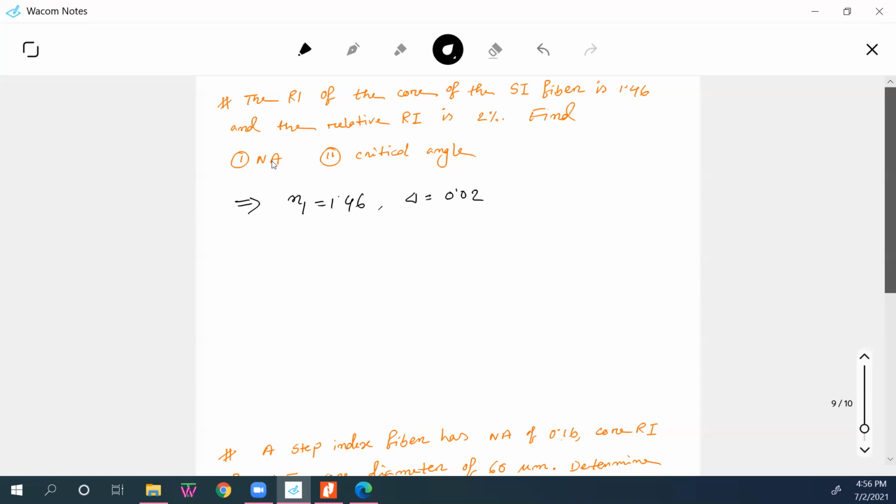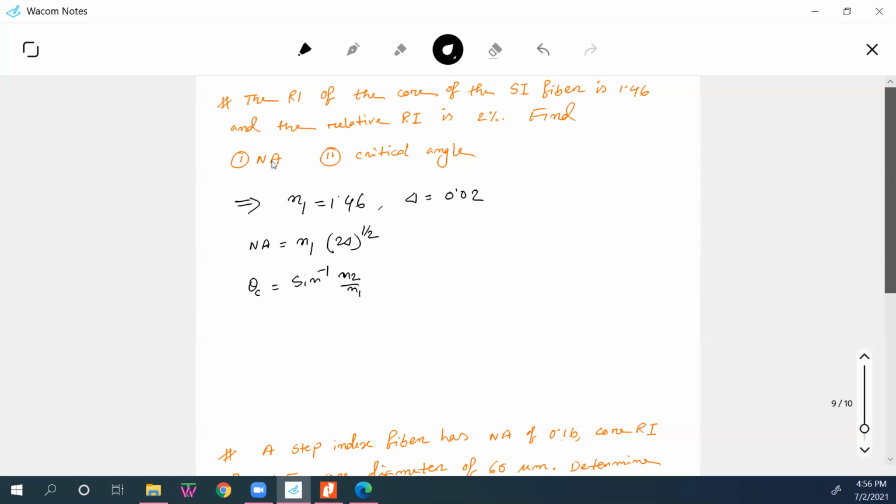We have the numerical aperture. We know the formula. Numerical aperture is nothing but n1 into square root of 2 del, that is, n1 times (2 del) to the power half. Put the formula in and you will have the value. What is the critical angle? Critical angle is theta c. So theta c is sine inverse of n2 by n1.